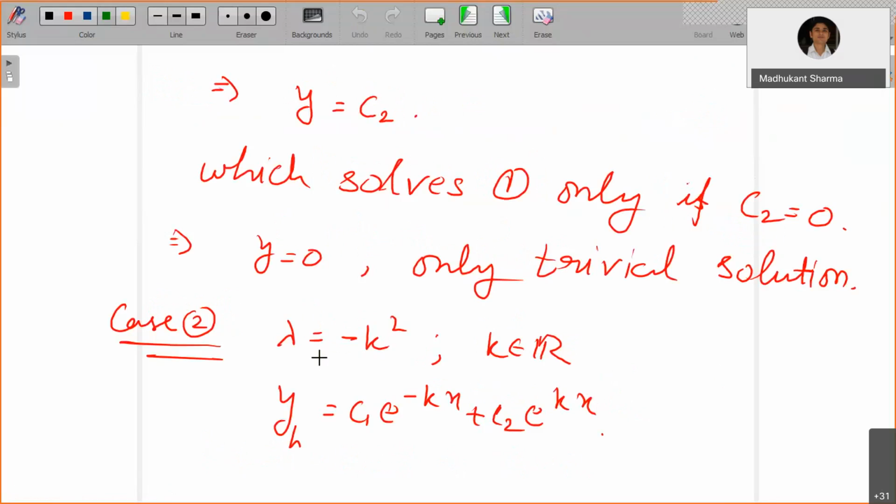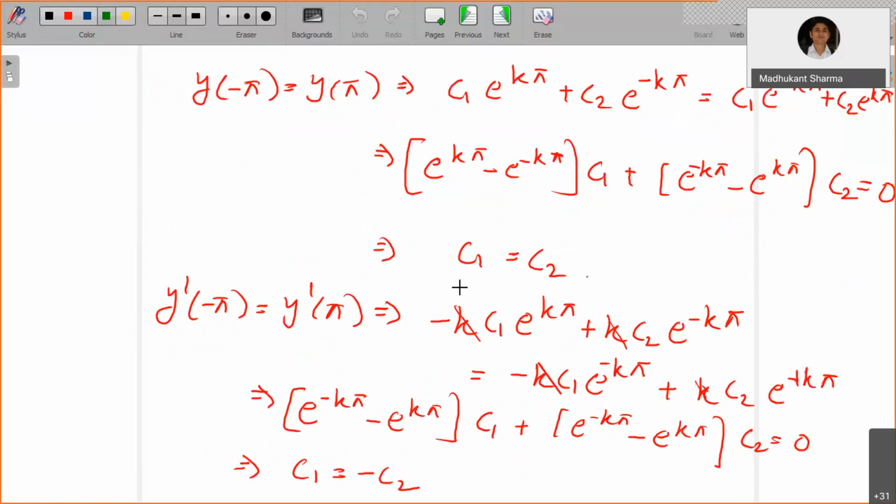Now case 2, let lambda be negative, so lambda is −k². You have the general solution of the following form. Now apply the boundary conditions. The first condition will give you c1 equals c2, and the second condition will give you c1 equals −c2. If you solve these two equations, you will get c1 and c2 both 0. So only the trivial solution is possible here.